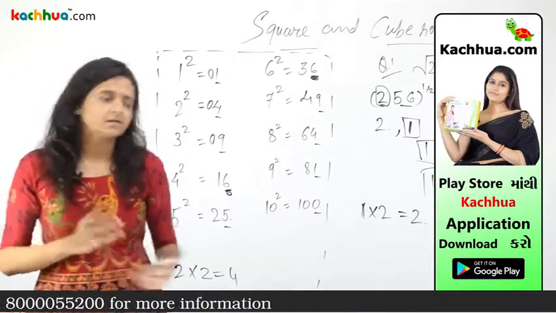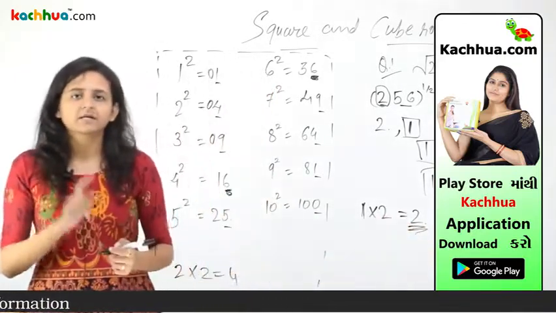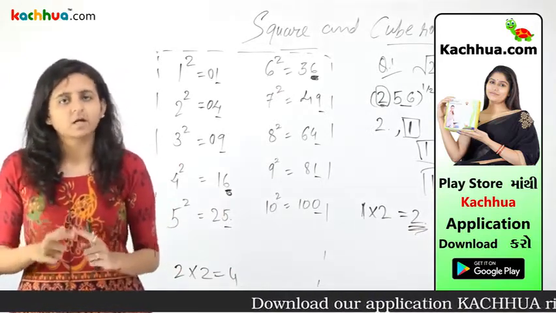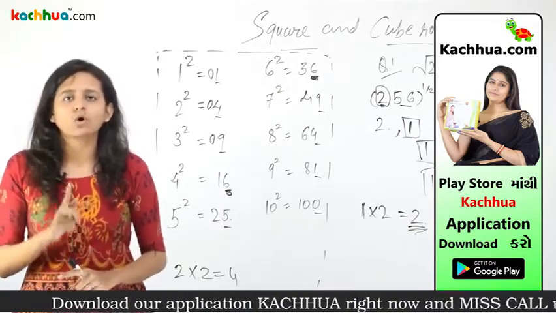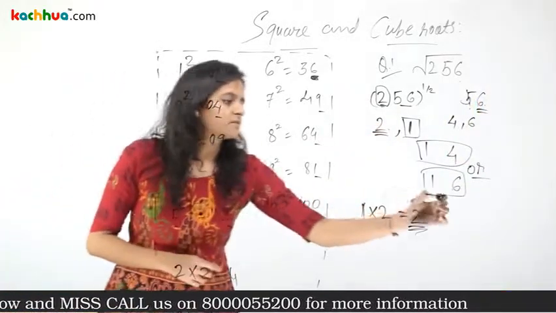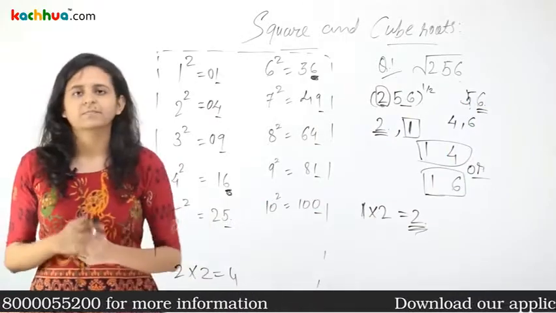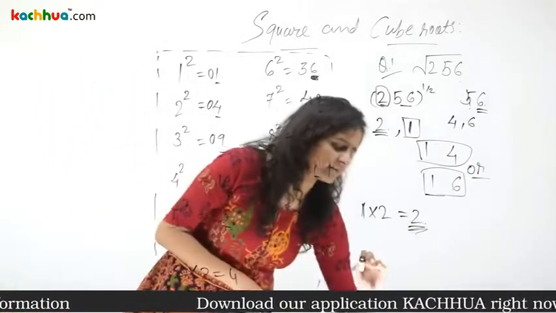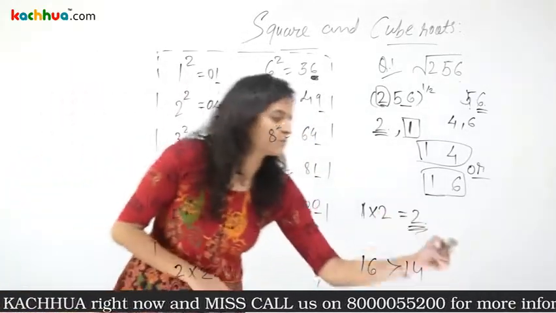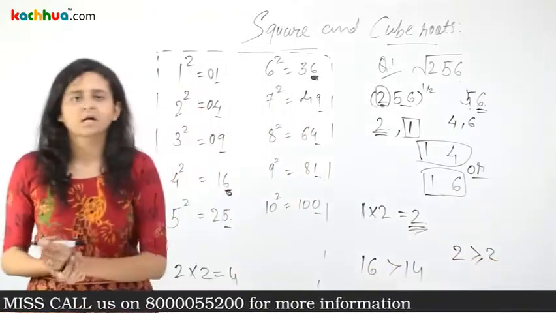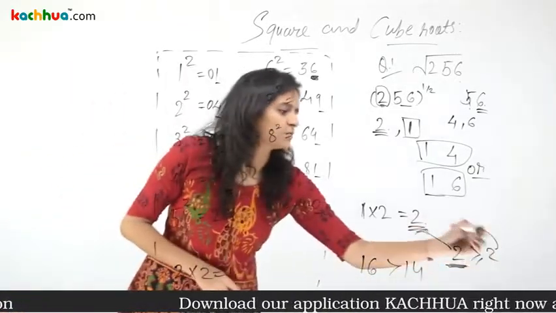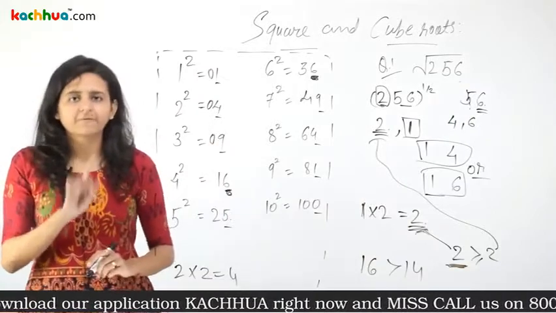Now, if the number which we get is equal to or greater than the number that is the first digit, it means our answer will be greater. 14 and 16, I am writing 16 is greater than 14, correct? 16 is greater than 14 and 2 is greater than or equal to 2. This 2 is 1 into 2, and this 2 is our first digit.